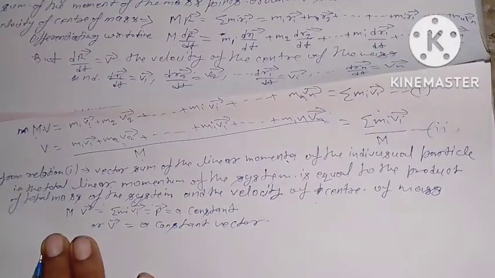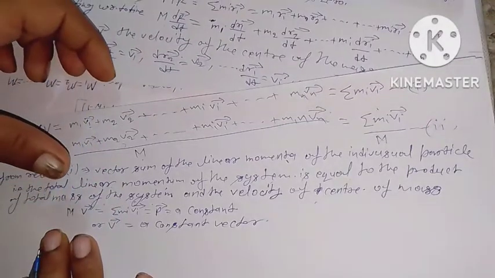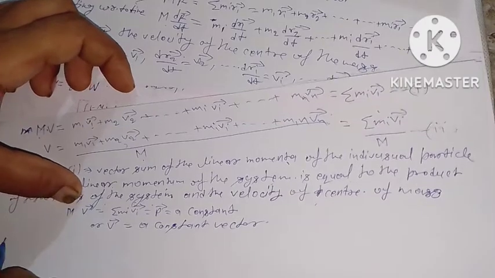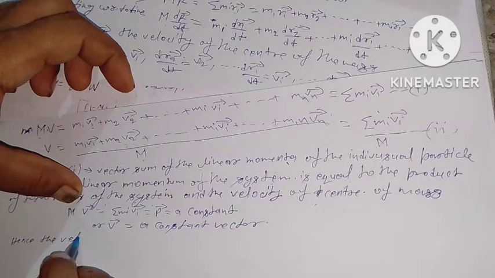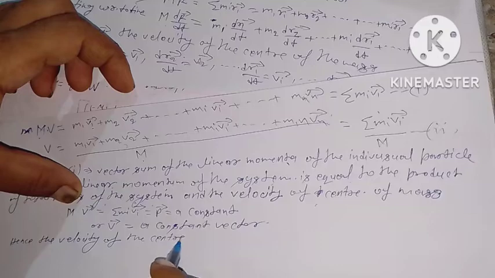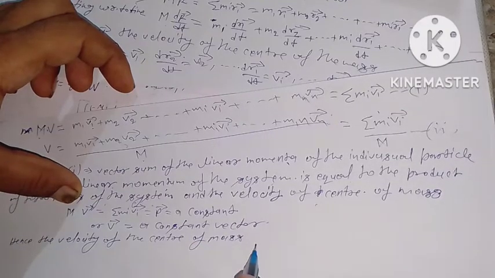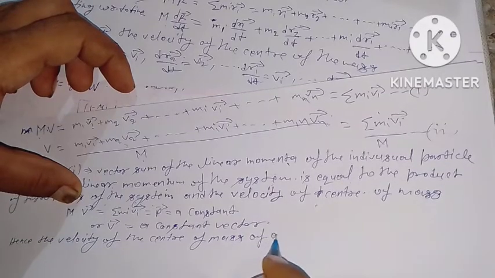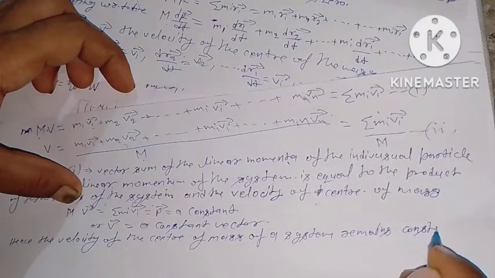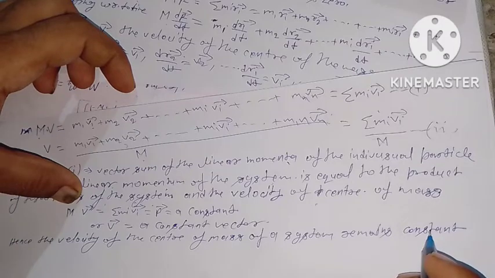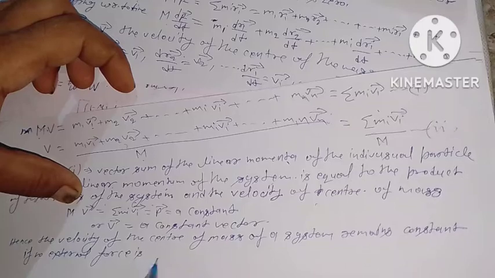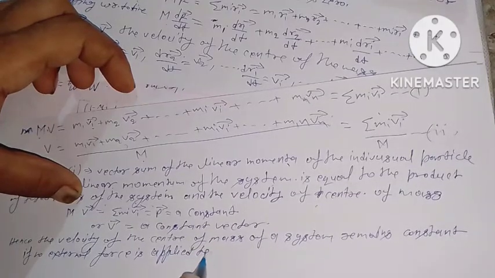Hence the velocity of the center of mass of a system remains constant if no external force is applied to it.